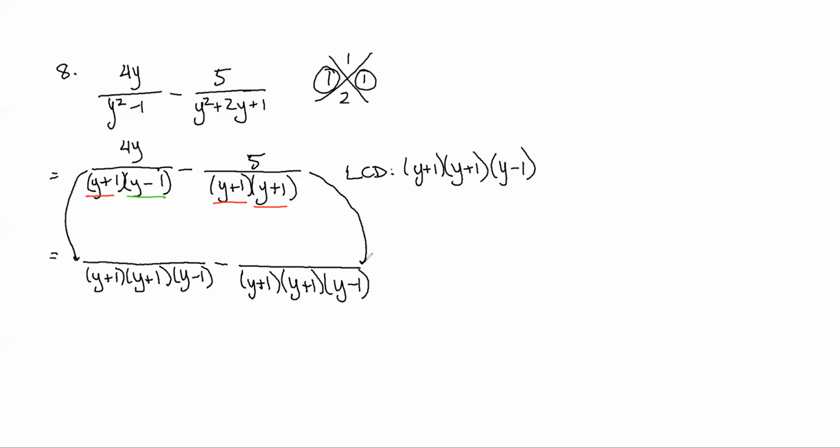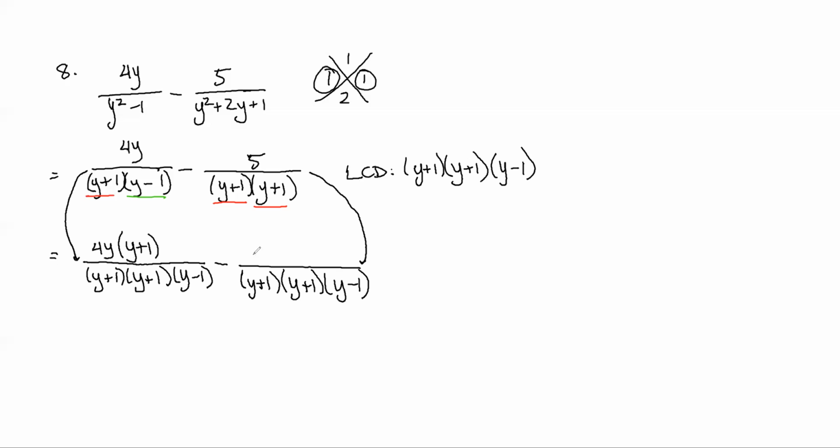So let's go ahead and look at our first fraction. We had a y plus 1, and now we have two y plus 1s. So I'm going to take our original numerator, our 4y, multiply it by an extra y plus 1 because we only had 1 before, we need 2. We had a y minus 1, and we need a y minus 1, so that one's actually just going to stay as it is. This is all we need to do for the first fraction.